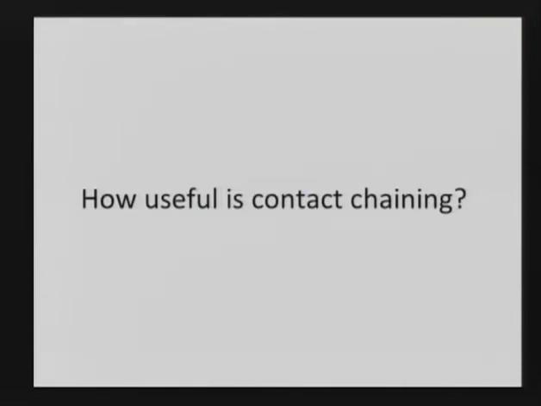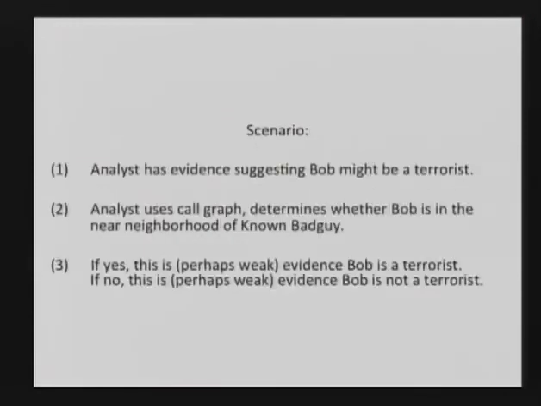And so I want to set up a scenario here which will sort of stand in for the sorts of analysis that we might do with contact chaining. So here's the scenario. Imagine that an analyst has evidence that suggests that some person, who we'll call Bob, might be a terrorist. We don't know whether Bob's a terrorist or not, but there's some indication, some evidence, that puts suspicion on Bob.